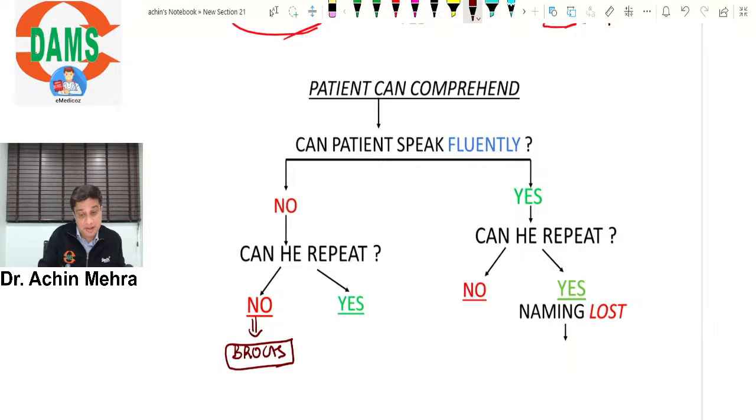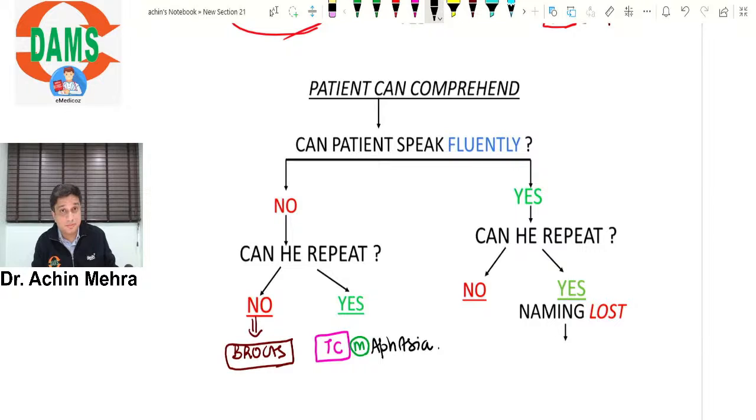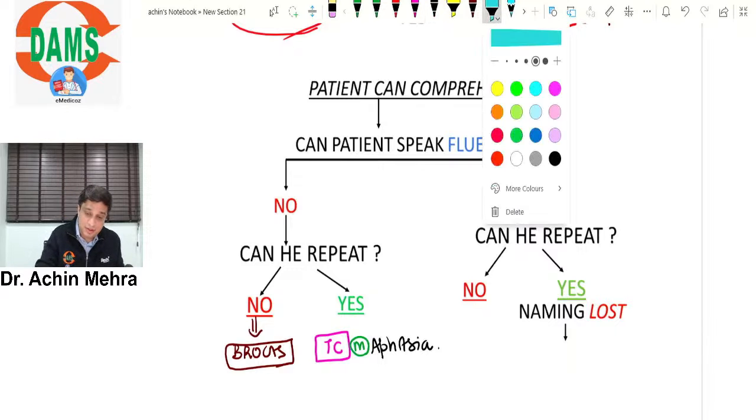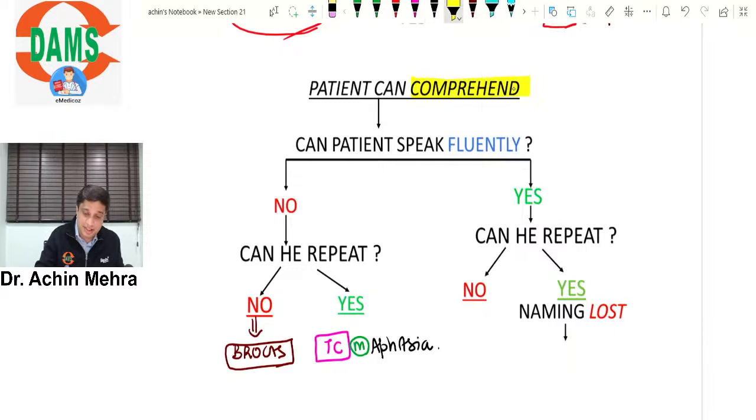But if he can repeat, it's a case of transcortical motor aphasia. The brother of Broca's, with the preserved repetition. Now I'm going to look at this. He can repeat, he can comprehend, he can speak fluently. Yes. Now I'm going to look at this.